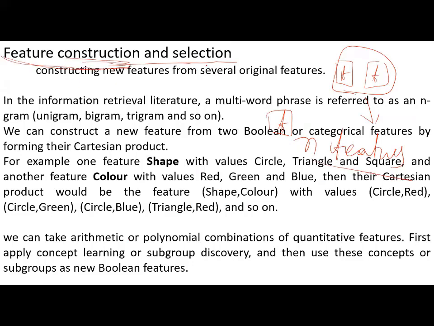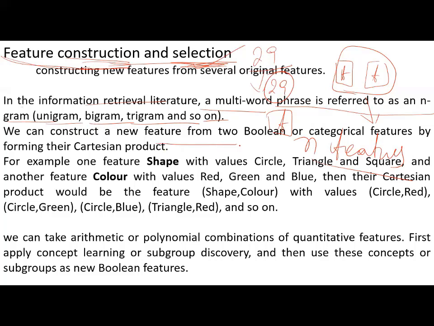And selection is based on this: if you have 29 features, do you want to consider all these 29 features, or do you want to go with only some features? That is called selection. You can write it on your own. In the information retrieval literature, a multi-word phrase is referred to as n-gram, unigram, bigram, trigram, and so on.